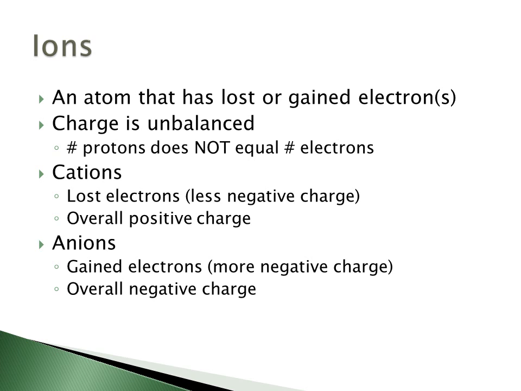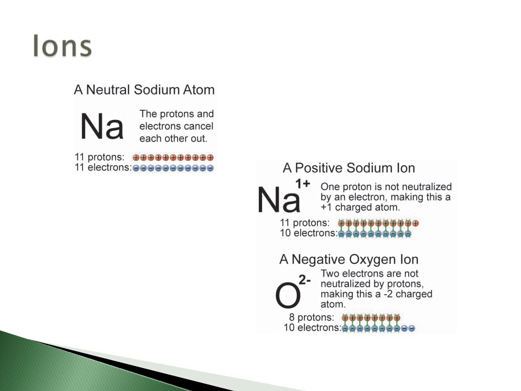Cations are elements that have lost electrons. So because they're losing negative charge, they become an overall positively charged ion. Anions, on the other hand, are elements that have gained electrons. So because they're gaining more negative charge, it gives them an overall negative charge on the ion.